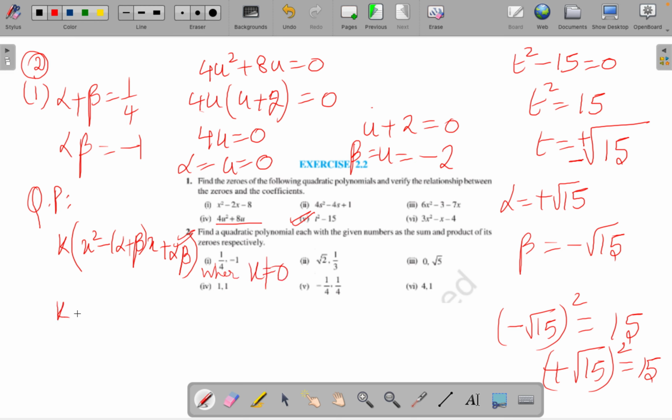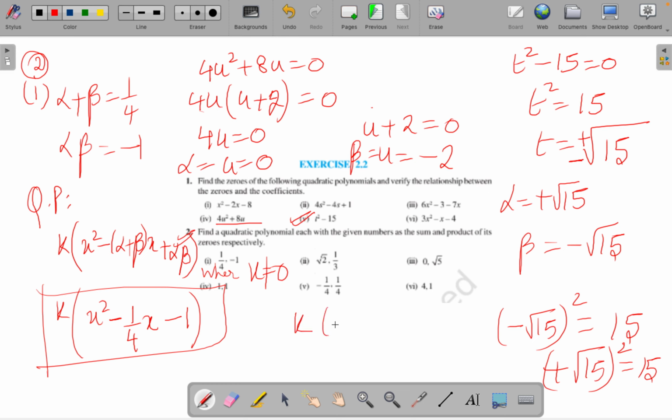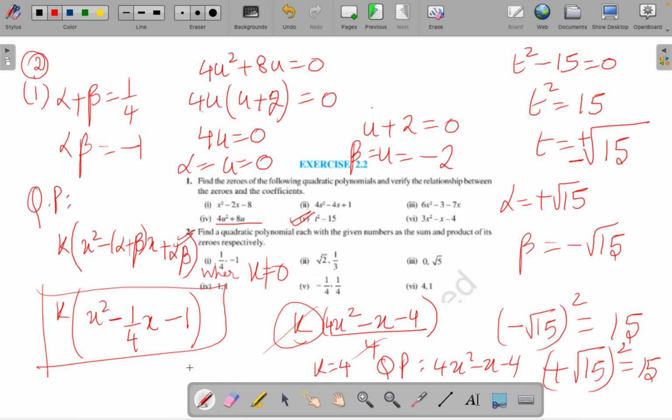So k is x² minus sum of roots, which is already 1 by 4, given as -1. So you can leave your answer here also, but in some of the books, I don't know why, k, if I take the LCM, becomes 4x² minus x minus 4 upon 4, so they have automatically said let's take the value of k as 4, right. So the quadratic polynomial will be 4x² minus x minus 4. Why? Because this 4 and k will cancel out.